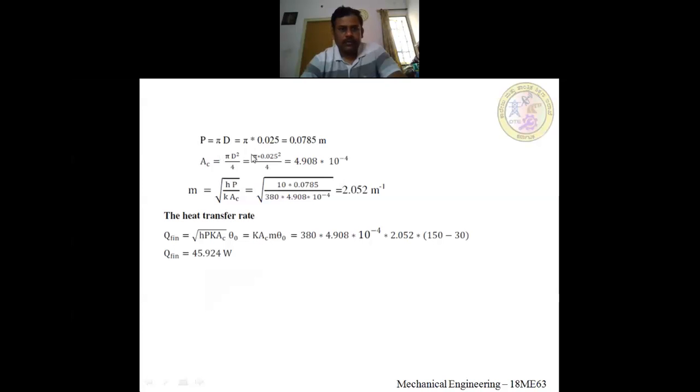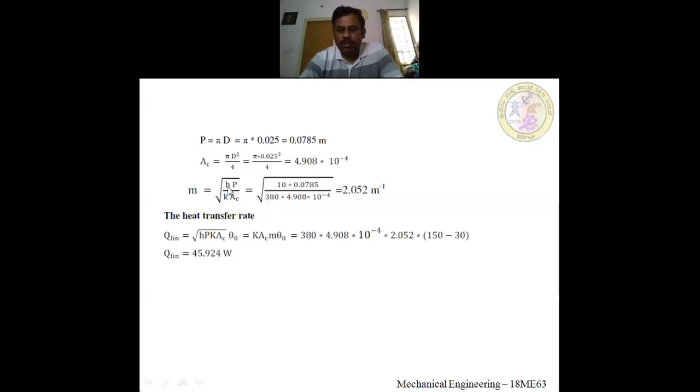So before this, let us calculate the perimeter. This is a circular cross section fin, so perimeter is given by pi times d, and the diameter is given. Substitute and get the value of perimeter. Next, cross section area is given by pi d square by 4. The diameter is 0.025, squared, by 4, which is 4.908 times 10 to the power of minus 4. Once you have this, you can calculate m, which is given by square root of hP by k Ac.